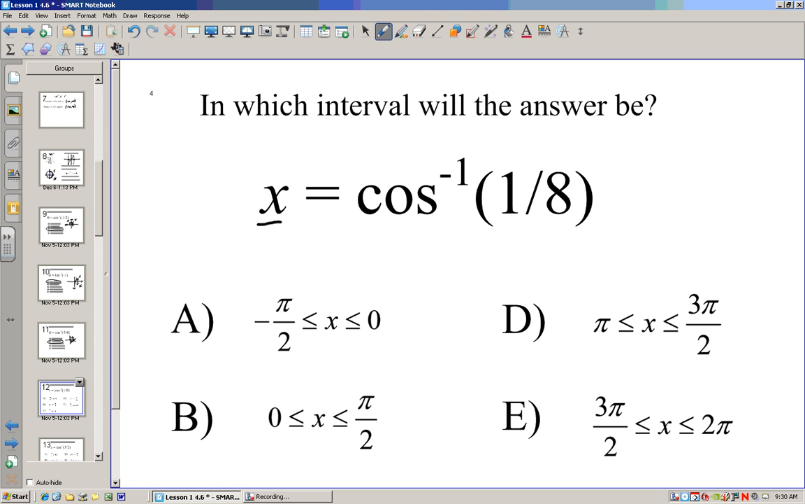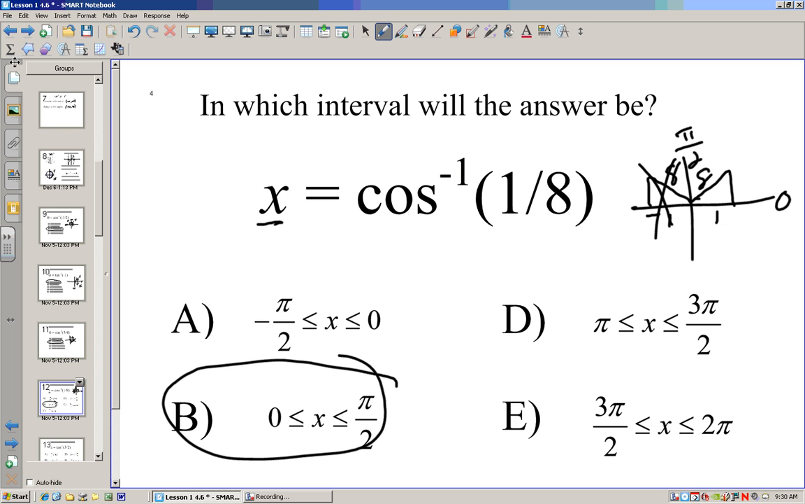Now if we have x, that means we're dealing in radians. So inverse cosine of 1/8. Cosine is in quadrant 1 and 2. So 1 over 8, 1 over 8. Over here it's going to be negative. So between 0 and pi over 2 is where our answer will lie.